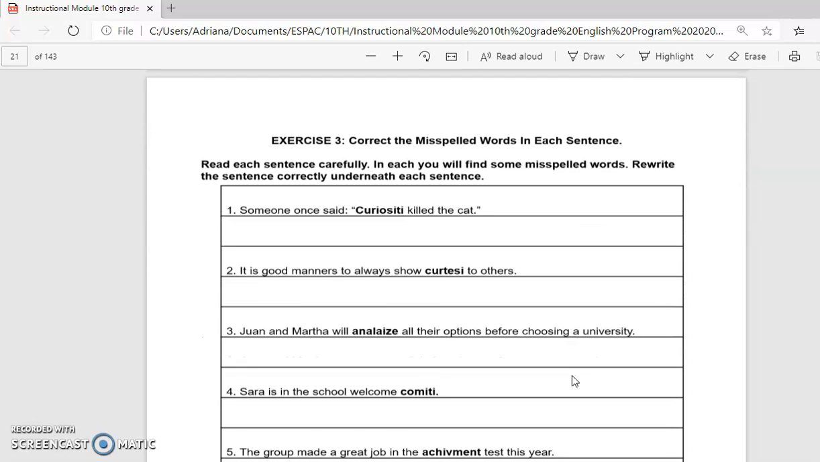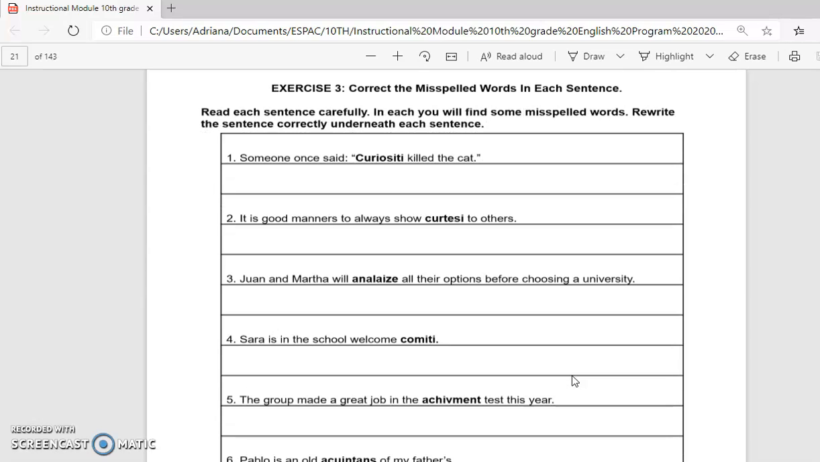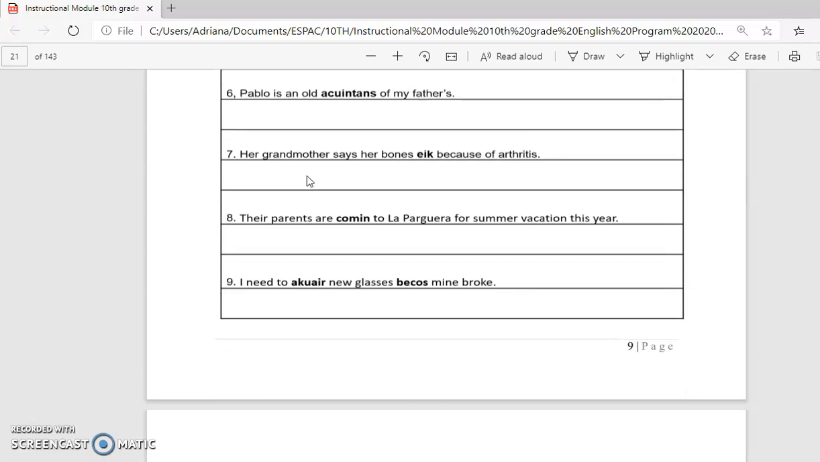And then you have exercise number 3, which is that you're going to correct the misspelled words in each sentence. So for example, here you have the word curiosity, but it is misspelled. So you have to rewrite it here, right? You have to rewrite it in the correct way. And so on.